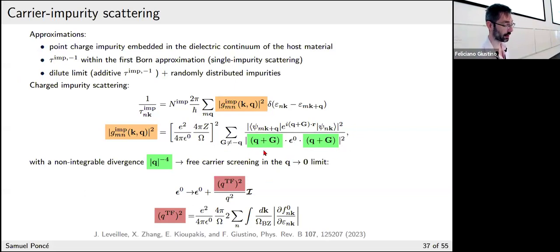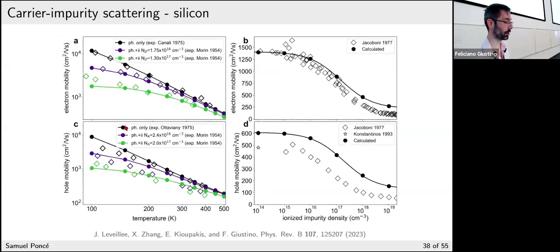What is important is that in the denominator, you can see that you have a non-integrable divergence, but you can regularize it because you can realize that you actually have a lot of doping. This extra amount of charge will screen your interaction. So you can use a screening model, in this case the Thomas-Fermi model, but you can use others like RPA screening. And this regularizes your expression. And so they were able to get this very nice result. This works very well for silicon.